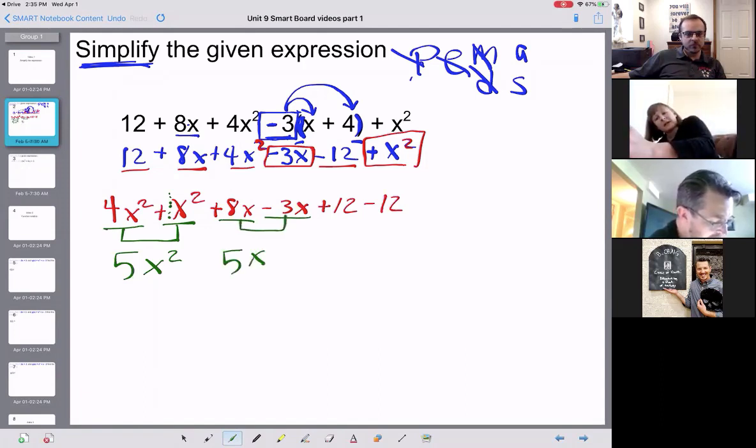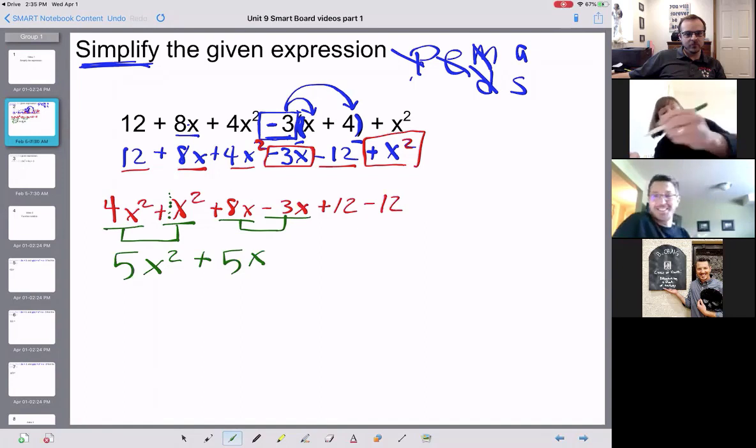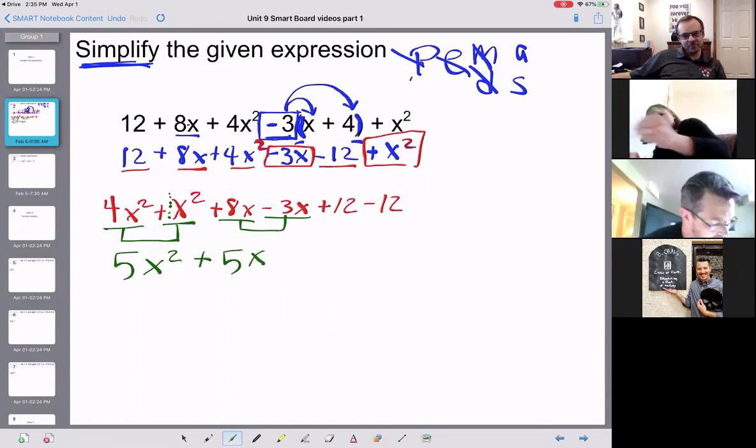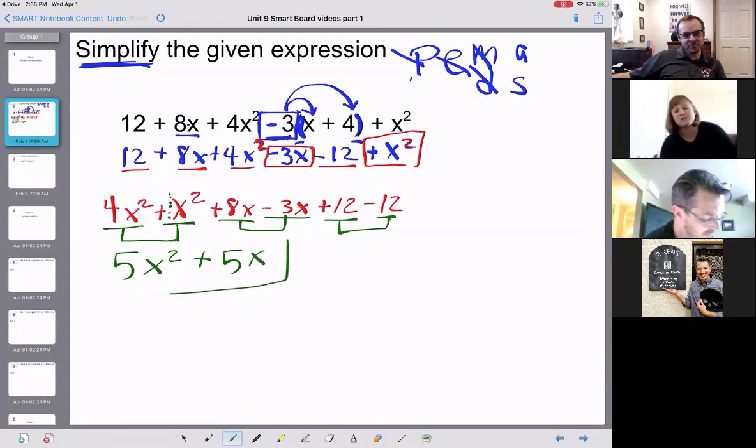And our last, plus or minus? What, plus? Mr. Craig? Plus or minus? Plus. Since this is positive 8 minus 3, this is going to be a positive 5x because our 8 was bigger. At the end, we've got 12 minus 12, which is 0, and nobody is going to take the time and energy to write that. So our final simplest form answer will be 5x squared plus 5x.